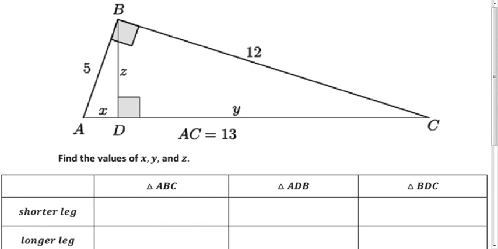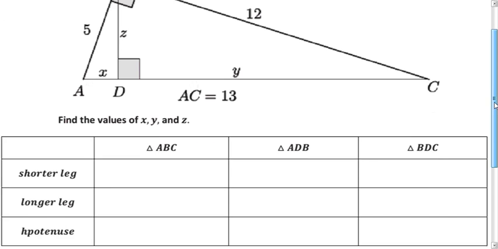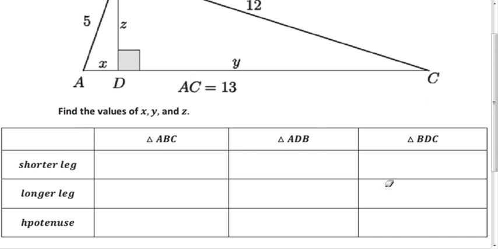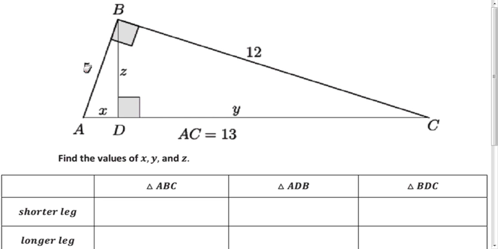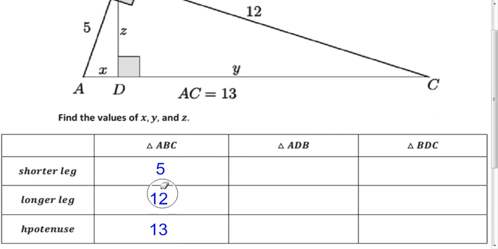So I make a table, 3 columns for information and 3 rows. We want to fill in each piece of information that we know. First, in ABC, we want to figure out its short leg, long leg, and hypotenuse. If you look at triangle ABC, the short leg is 5, the longer leg is 12, and the hypotenuse is 13. I'm going to fill in that information.